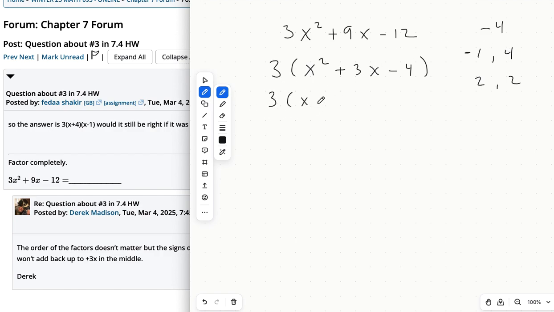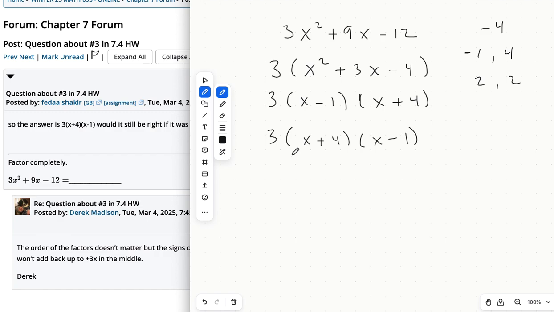And then what I was saying in my message is it doesn't matter what order you write the factors in. So I could write this, or I could write that, but the negative has to be on the 1 and the positive has to be on the 4.